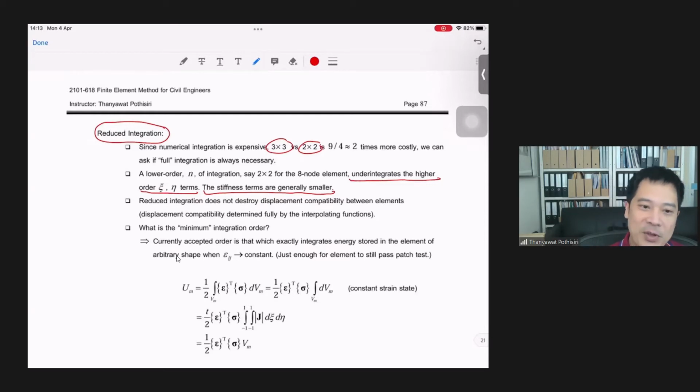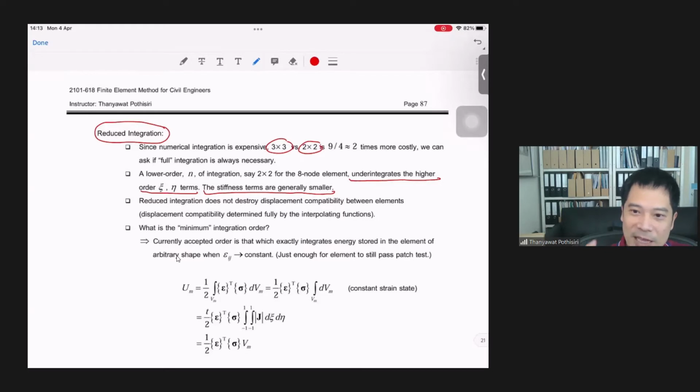And what would happen if you get a smaller stiffness term? It means your structure becomes less stiff, right? So your structure becomes less stiff or more flexible, okay?